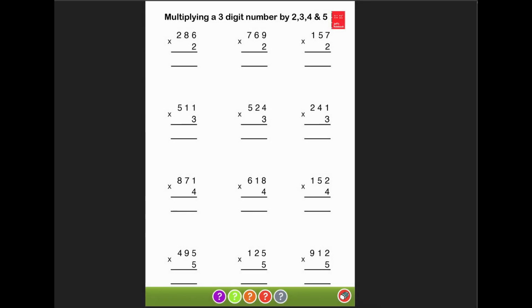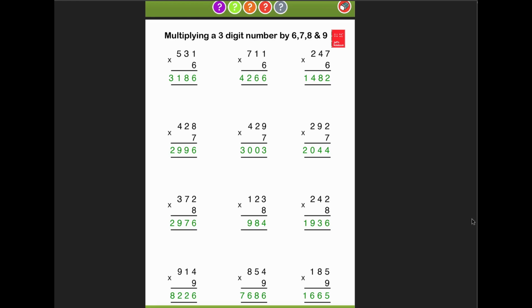On the second worksheet, each button represents a range of multipliers. So for example, on this first button, the range of multipliers are from 2 to 5, second one goes from 3 to 6, next one from 4 to 7, 5 to 8, and 6 to 9. And again on the second worksheet, answers are provided.